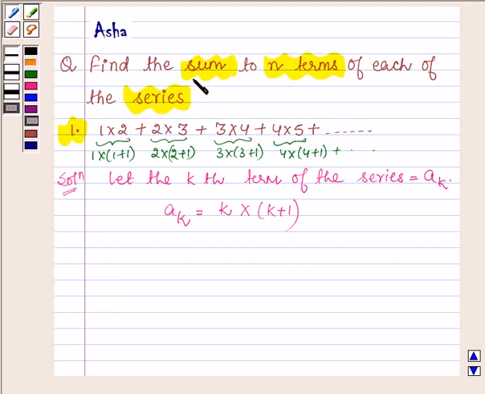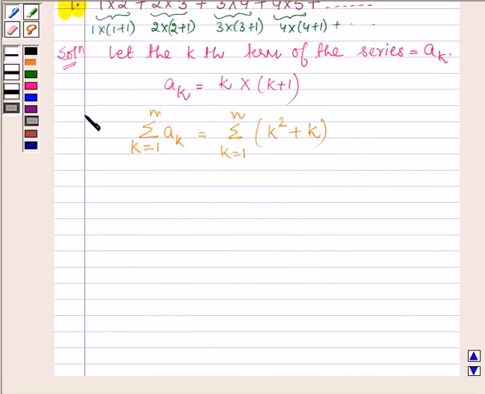And now since we need to find the sum to n terms, therefore taking summation on both the sides, k running from 1 to n ak is equal to summation k square plus k, k running from 1 to n. This is further equal to summation k running from 1 to n k square plus summation k running from 1 to n k.